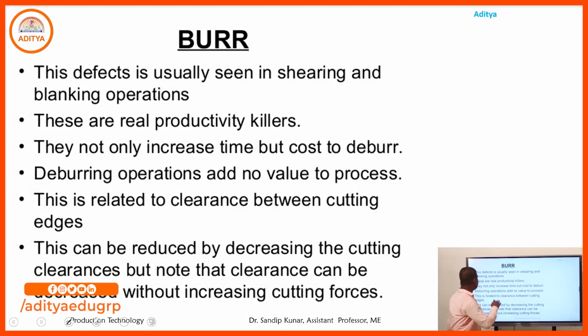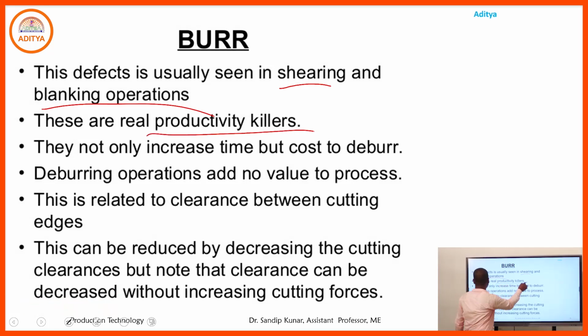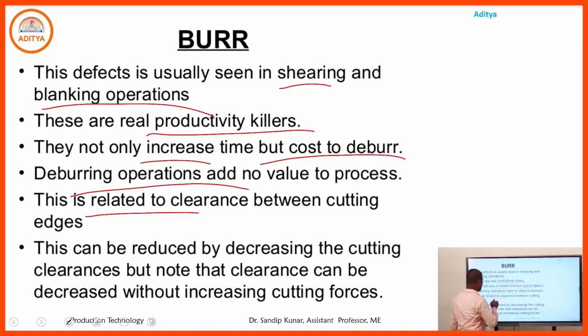Burr formation is a defect seen in shearing and blanking operations. These are real productivity killers, reducing the quality of the product and increasing the time and cost to deburr. More cost is incurred for removal of the burr. Deburring operations add no value to the process. This is also related to the clearance between cutting edges, and it is reduced by decreasing the cutting clearance. By reducing the clearance, we reduce burr formation at the cutting edges.